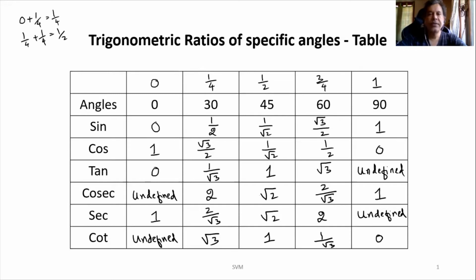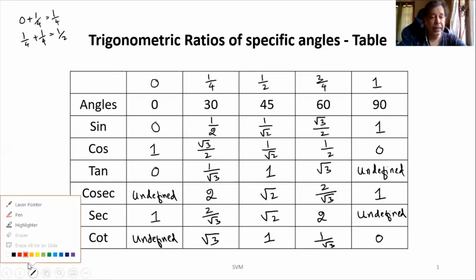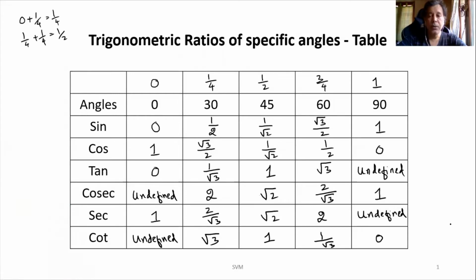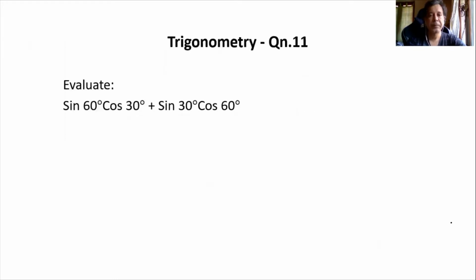In the last session, we created this table to easily identify the values of each of the trigonometric ratios. Now, using these values, we'll see how to solve some problems in this session. Let's move on to the first question.